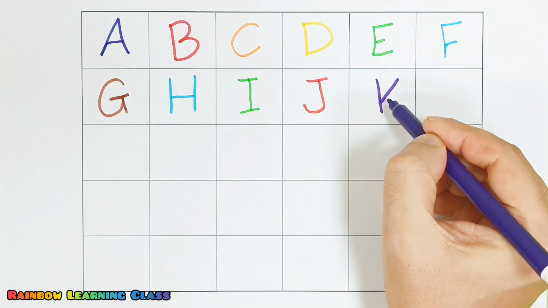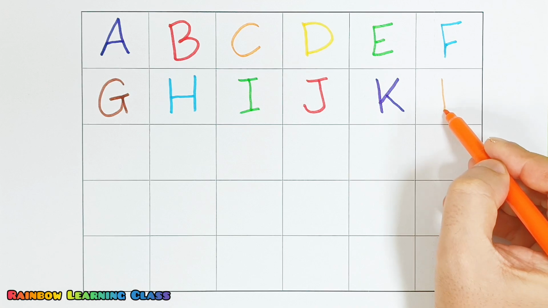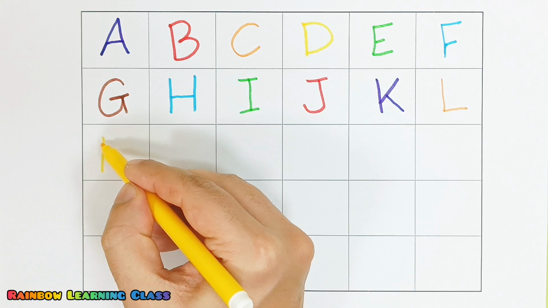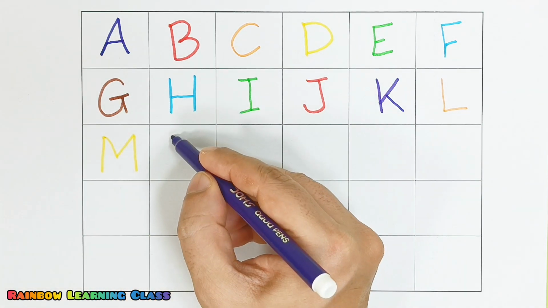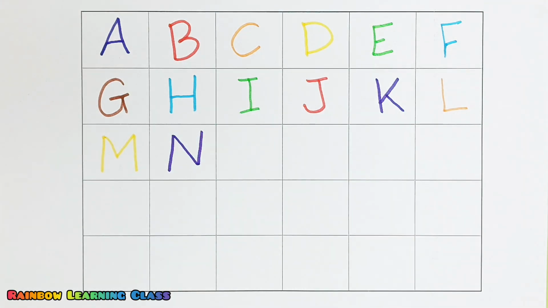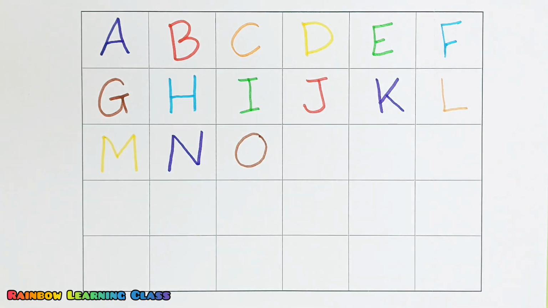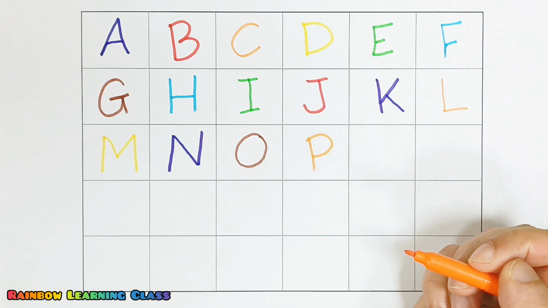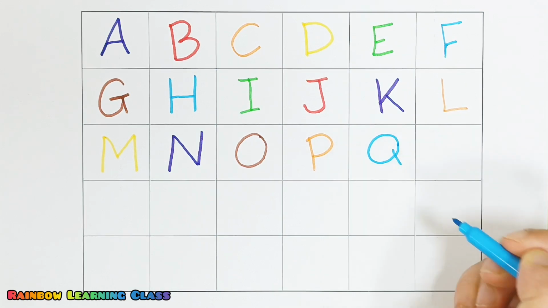K for king. L for lemon. M for monkey. N for noodle. O for orange. P for pencil. Q for queen.